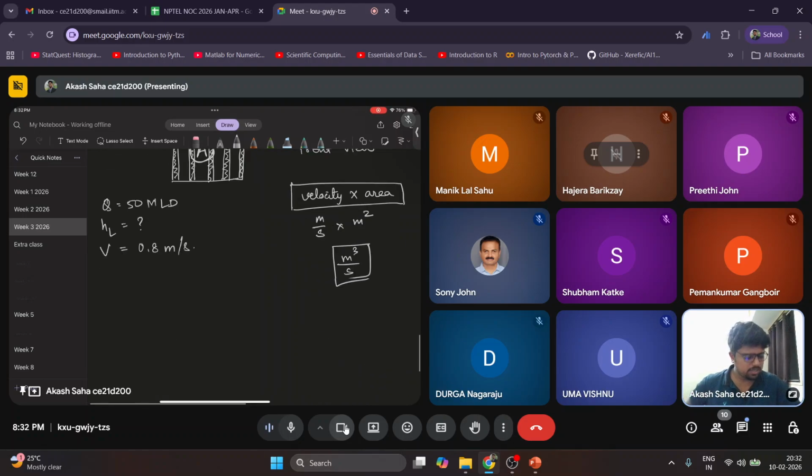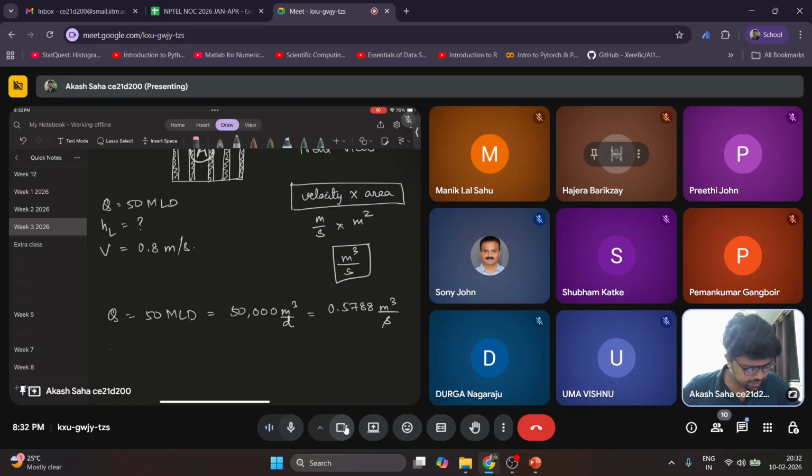Okay, so now let's solve this. First of all, we have to find out Q. Q is 50 MLD, or I can write it as 50,000 meter cube per day, and I am changing it to meter cube per second. So it will be 0.5788 meter cube per second. I am calculating everything in terms of meters and seconds.